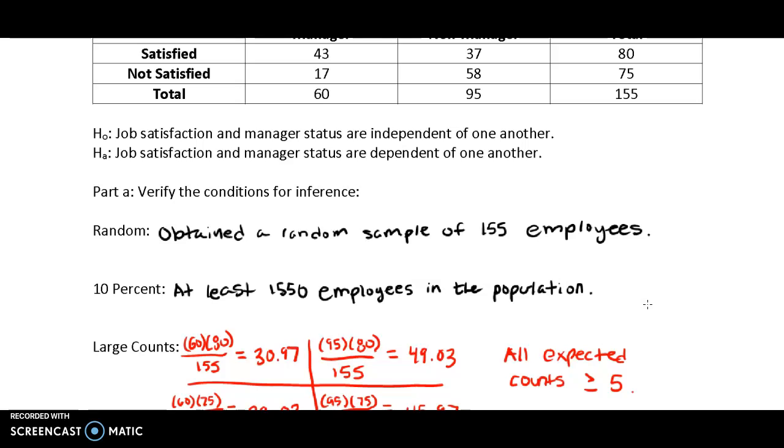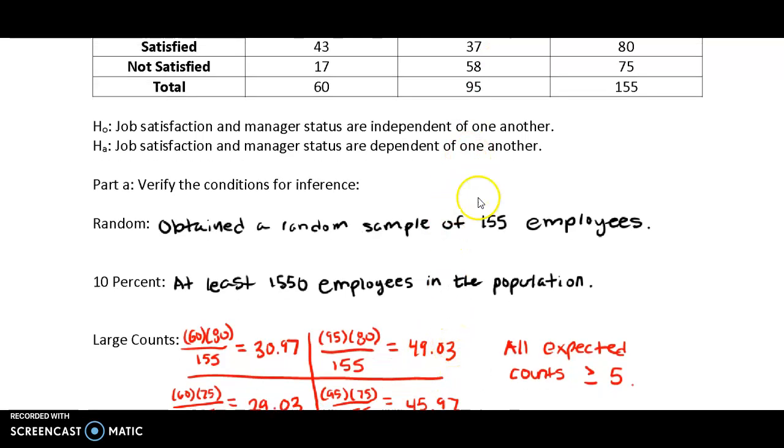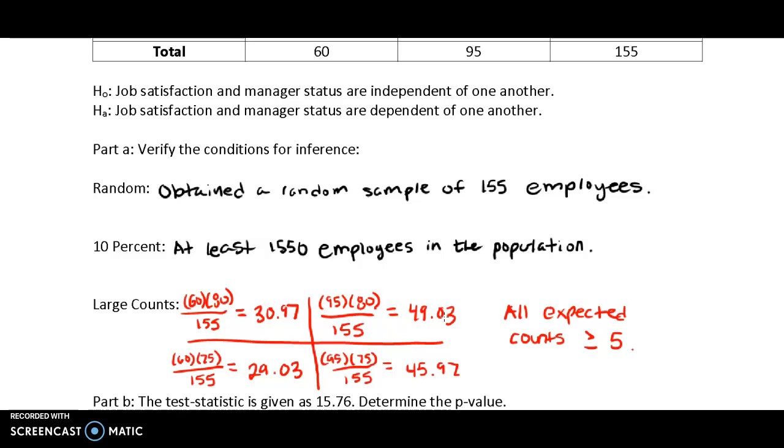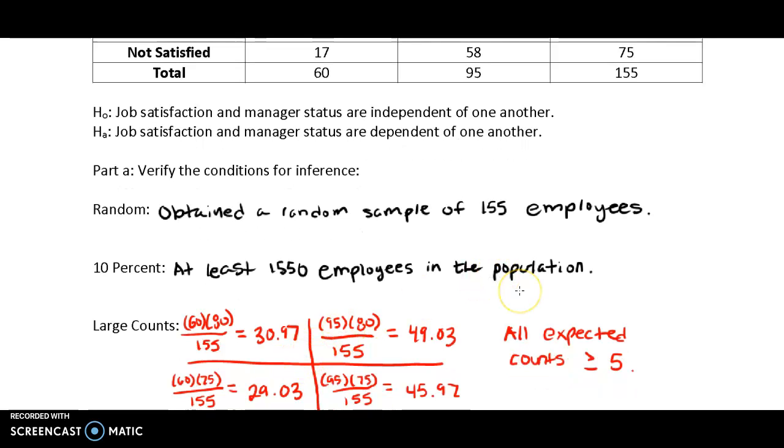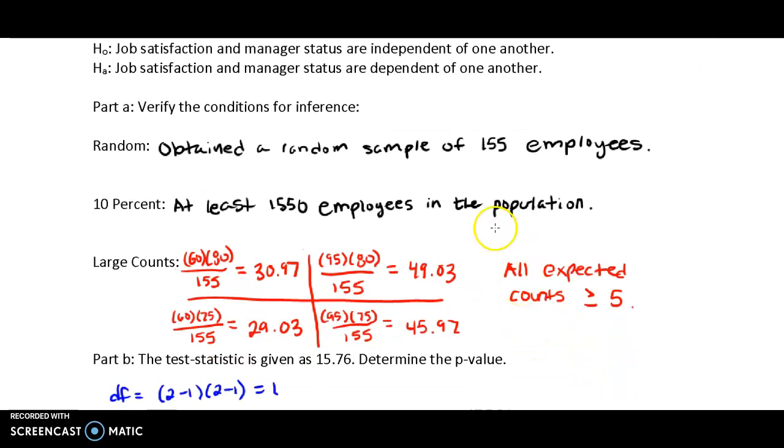Now, if I were to look, let's see, is there a big difference between 43 and 30? About 13. Big difference between 37 and 49? About 12. 45 and 58, also about 13. And then 17 and 29, about 12. So a little far off here, so I guess we'll see if our observed difference is pretty drastic. Well, if I take the observed minus the expected, square that difference, divide by the expected, I'll get the contributions. Adding up these contributions gives me a test statistic of 15.76.